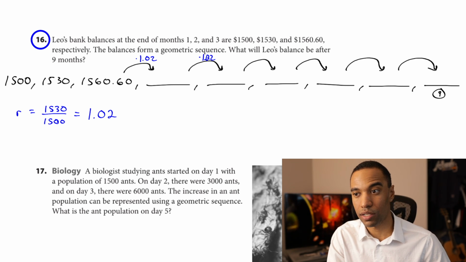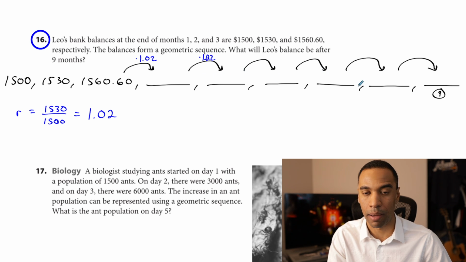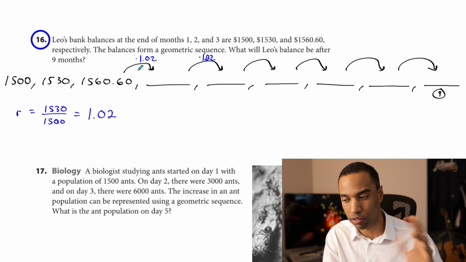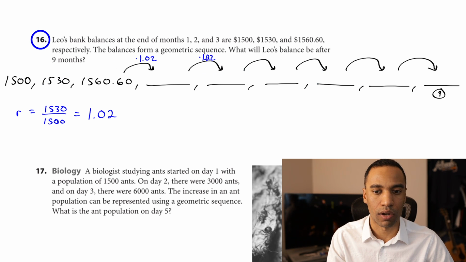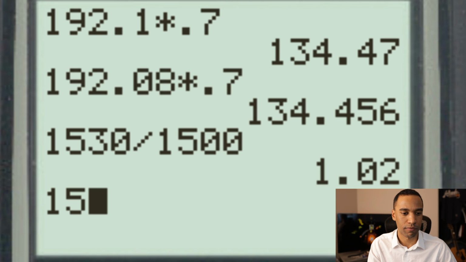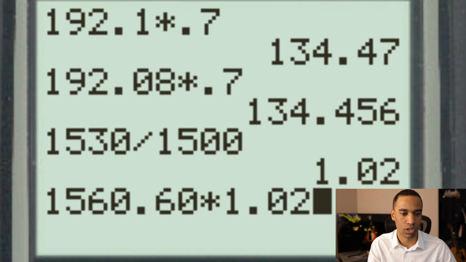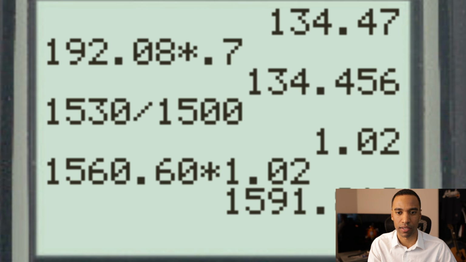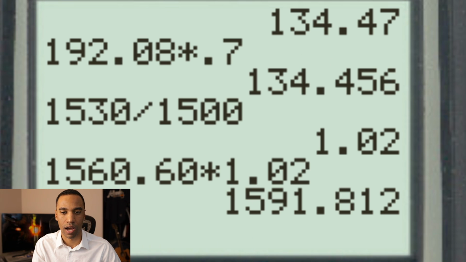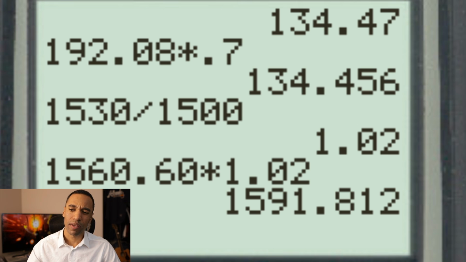Okay. Listen, they didn't require you to write all these things down. I'm just going to do it for the sake of talking about the rounding versus not. Okay. So here we go. In the graphing calculator, I'm going to start with $1,560.60 and multiply that by 1.02. And I get 1591.812.